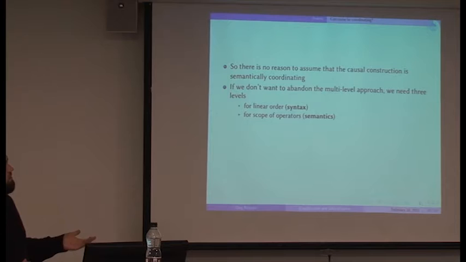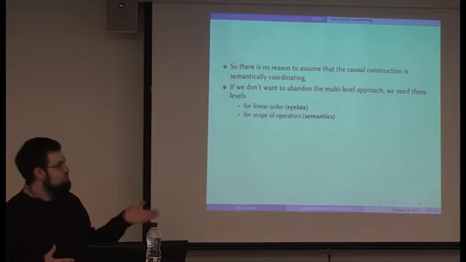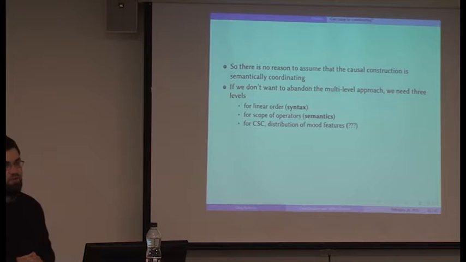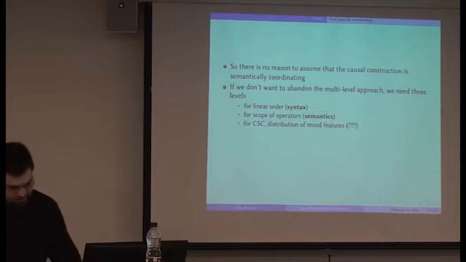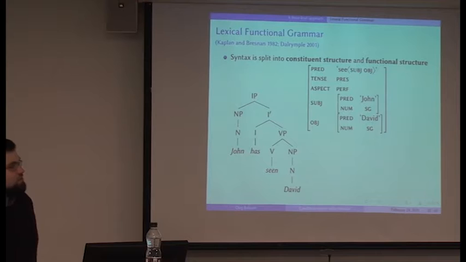The second level is for the scope of semantic operators, such as negation and epistemic modality and so on, which has not been discussed in prior work, but which can be safely assumed to be semantic. And finally, the level which has been discussed by Culicover and Jackendoff and Yuasa and Sadock for the coordinate structure constraints, the distribution of mood features, constraints on anaphora, and so on, we don't know where to put it. It's some sort of third level which we don't know what it can be. And what might that be? I think a good answer will come from the architecture of lexical functional grammar, a theory which most of you probably know about, which assumes at least three levels for the representation of syntax and semantics.